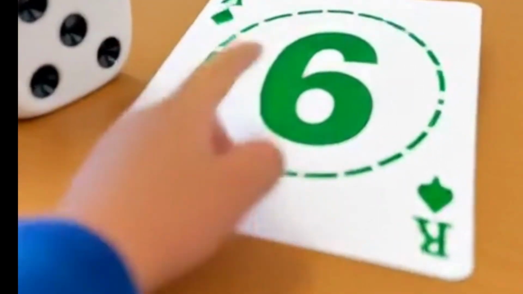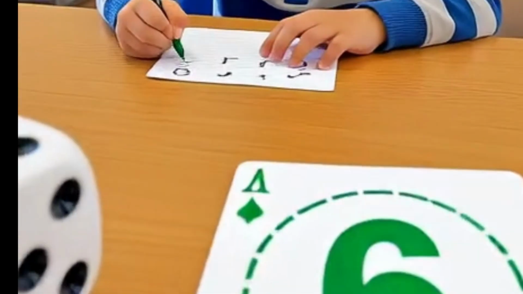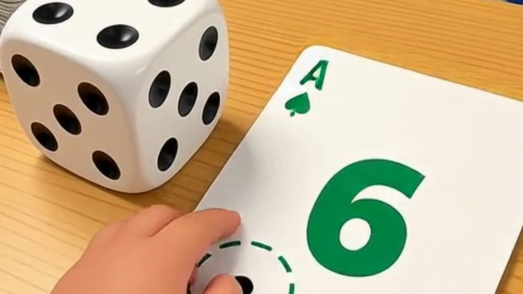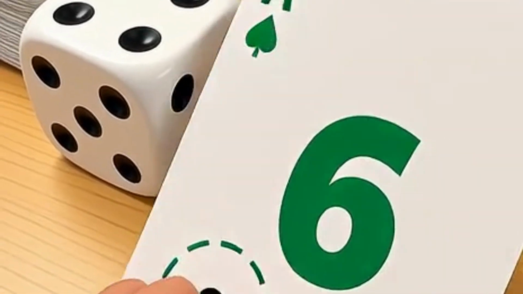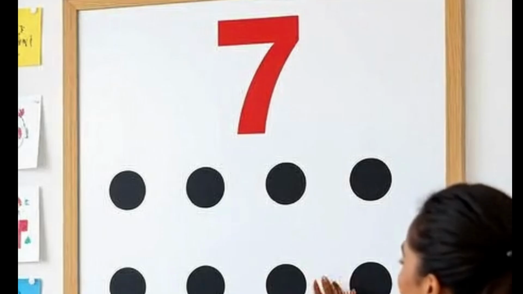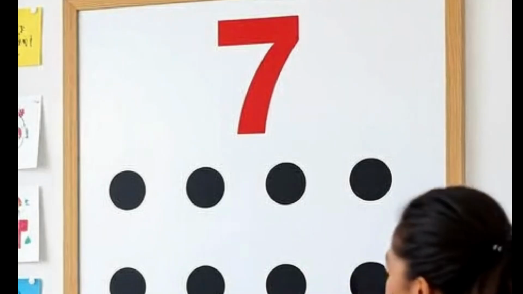1, 2, 3, 4, 5, 6. 6 dots and number 6. This chart has 7 dots in it, and the big number is 7.